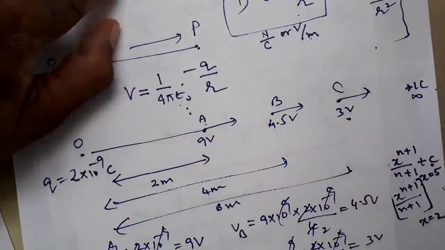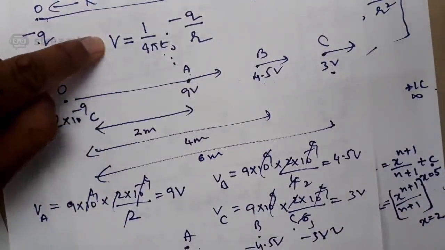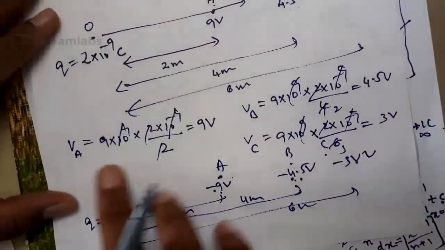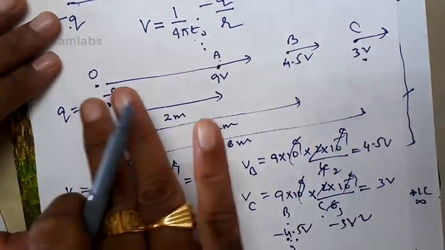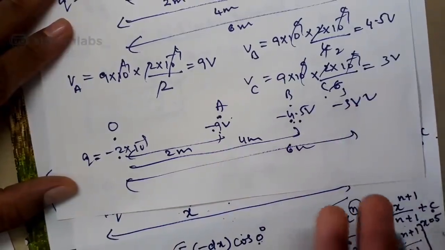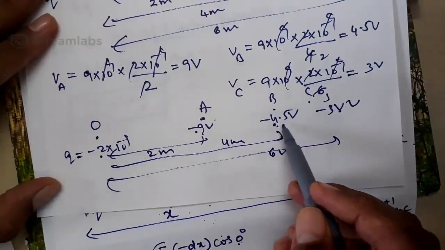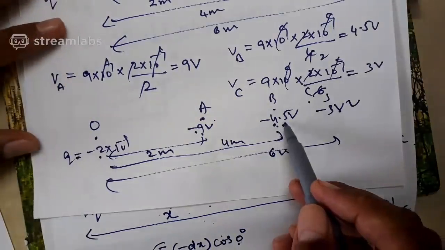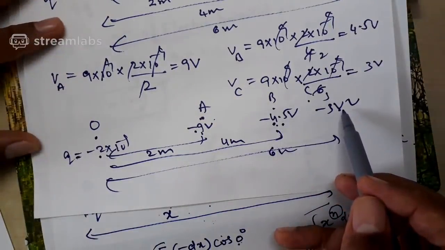Positive charge always contributes some positive potential. Negative charge always contributes some negative potential. If you move away from the positive charge, potential goes on decreasing. If you move away from the negative charge, potential goes on increasing. -9 becoming -4.5 volt means increases. No, -4.5 has become -3, it has increased.